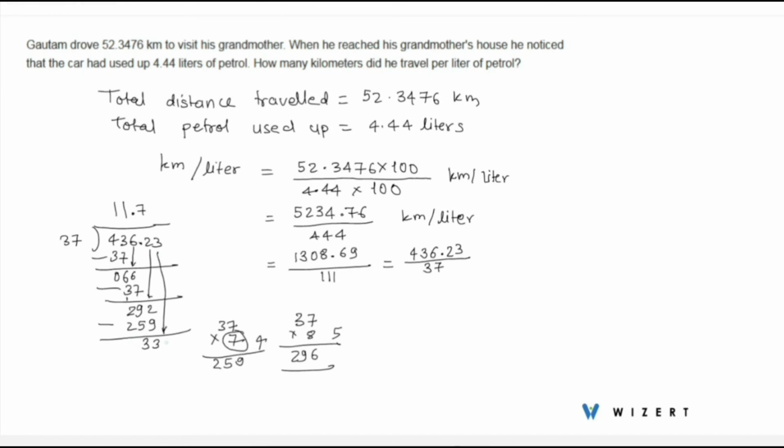Now this 3 comes down here and 37 threes are, we know, is 111. So 111 threes I will get 333. So 37 nines, it must be 333 and this is completely divided. So let's remove these and we are left with this equal to 11.79 kilometer per liter.